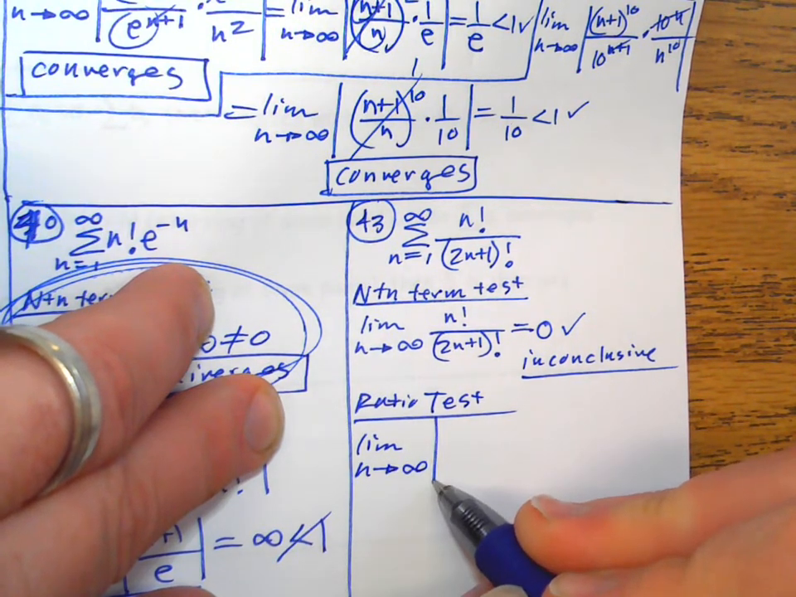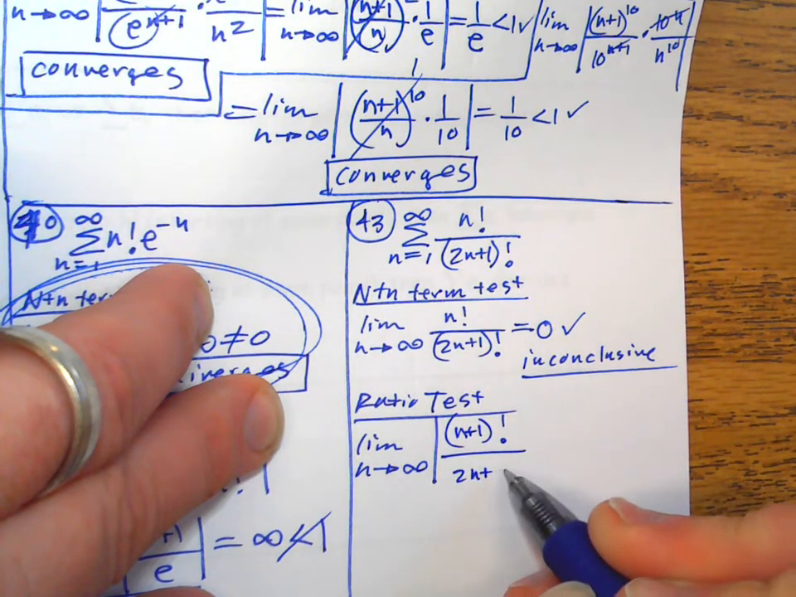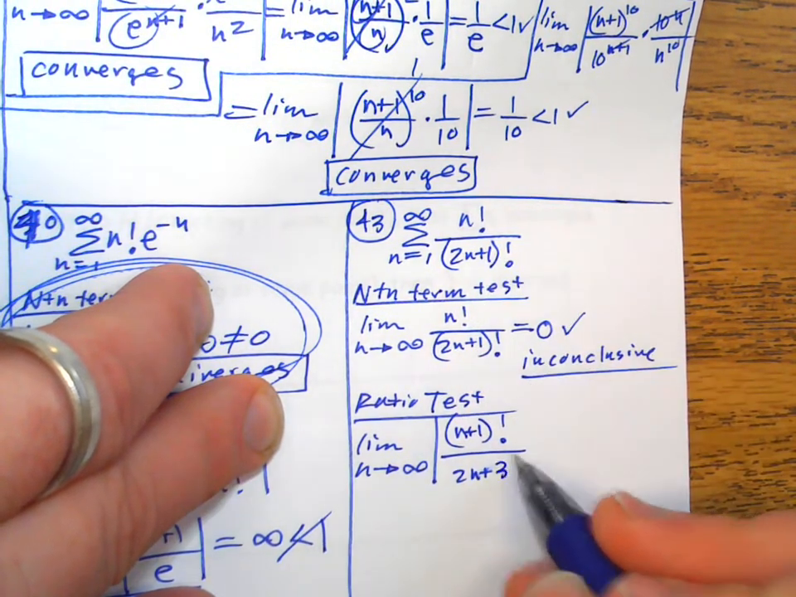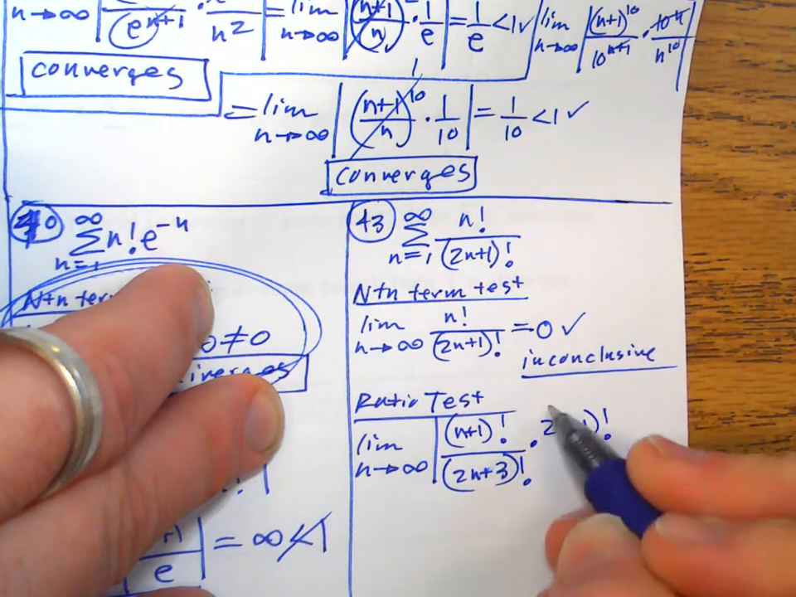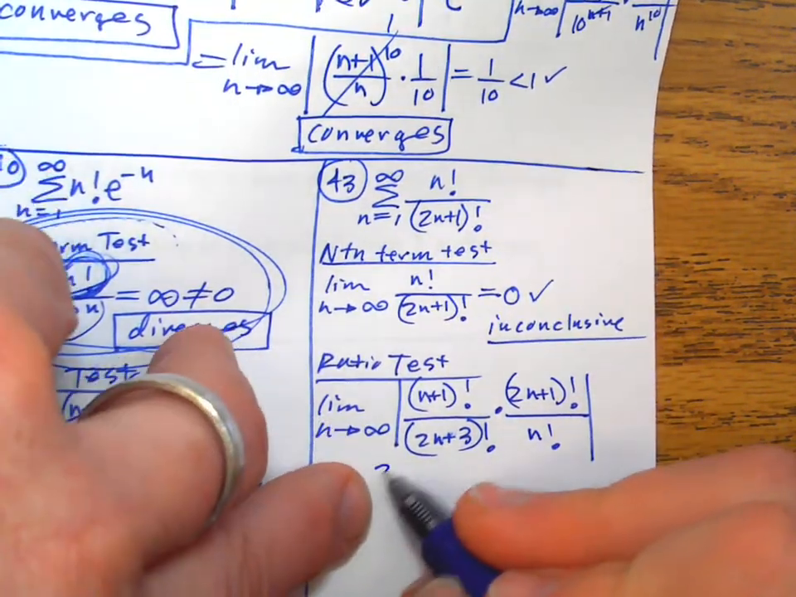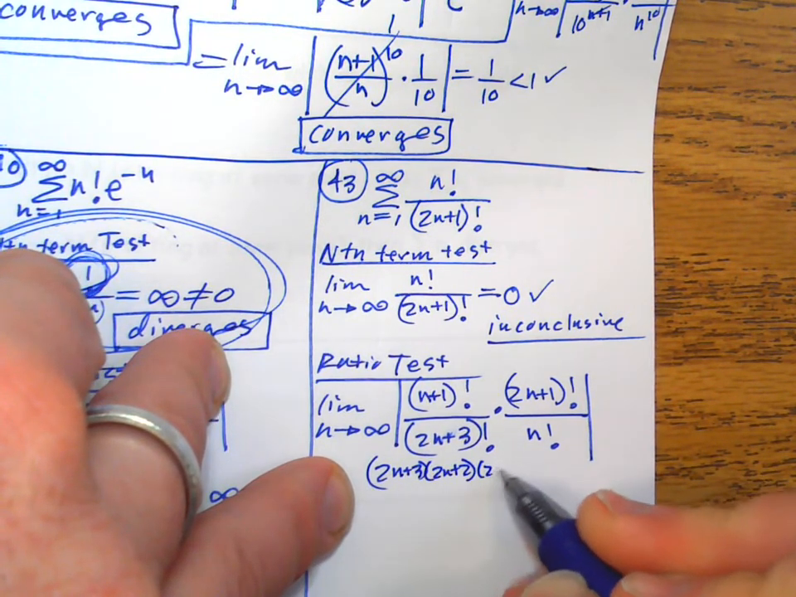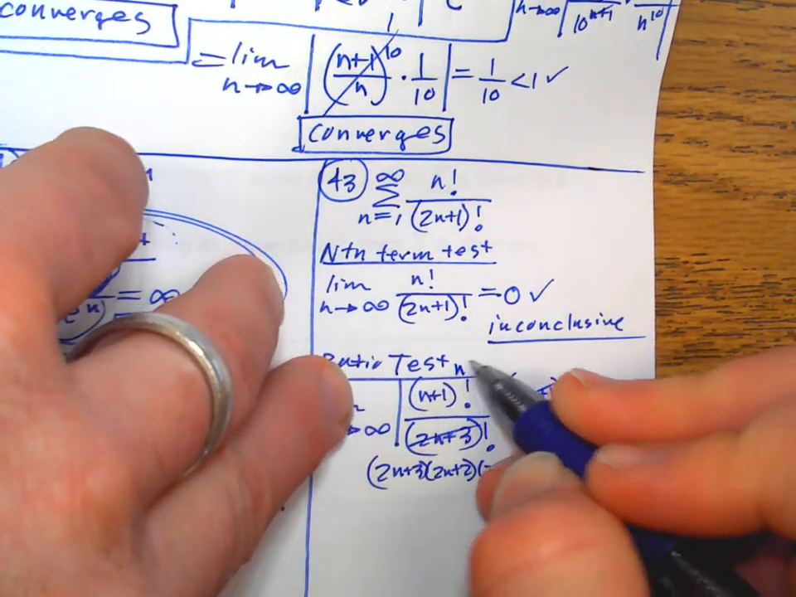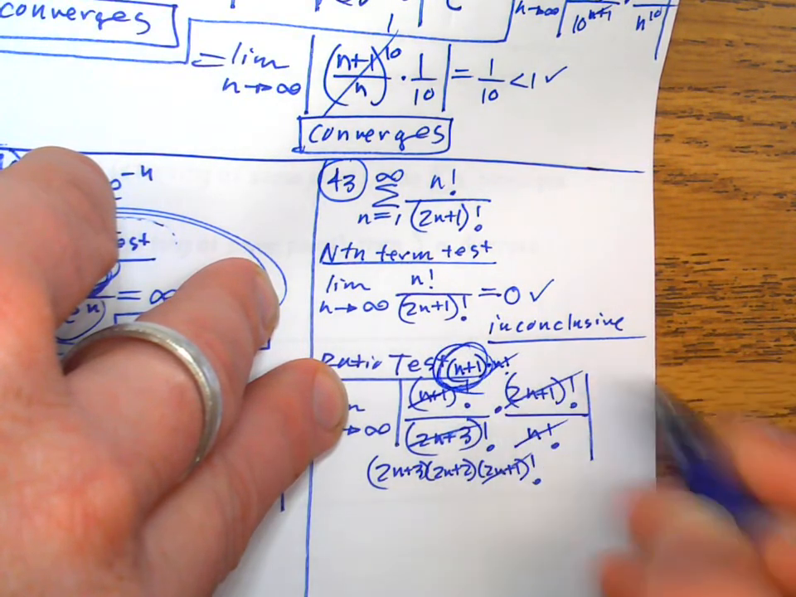Limit as n goes to infinity, absolute value, (n plus 1) factorial over (2n plus... Now you plug in n plus 1 in there, you get 2n plus 2 plus 1 that's already there, (2n plus 3) factorial. Don't mess that up. Now I want to use rules of factorials. (2n plus 3) factorial is (2n plus 3)(2n plus 2)(2n plus 1) factorial. And (n plus 1) factorial is n plus 1 times n factorial. So we're left with this and this.